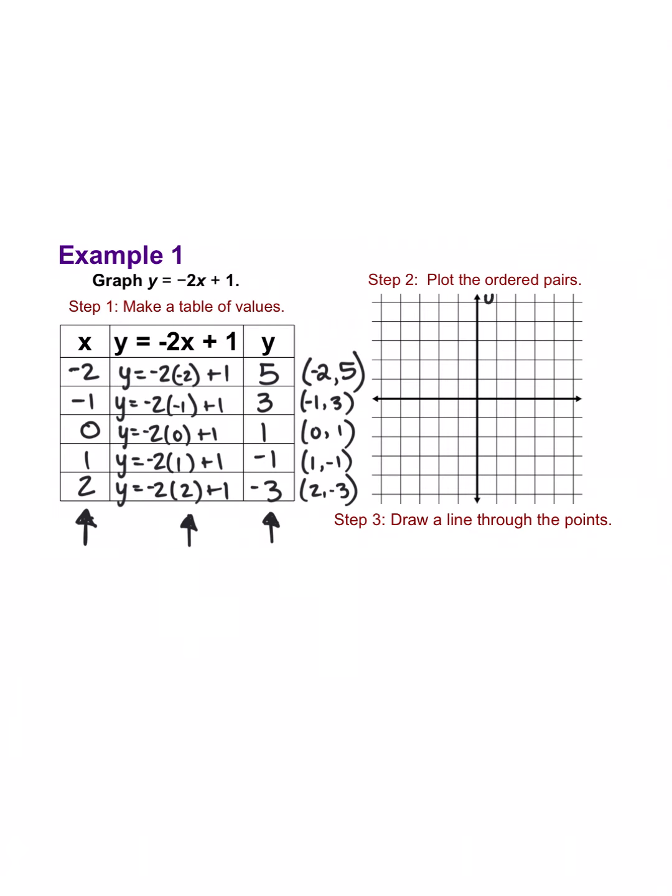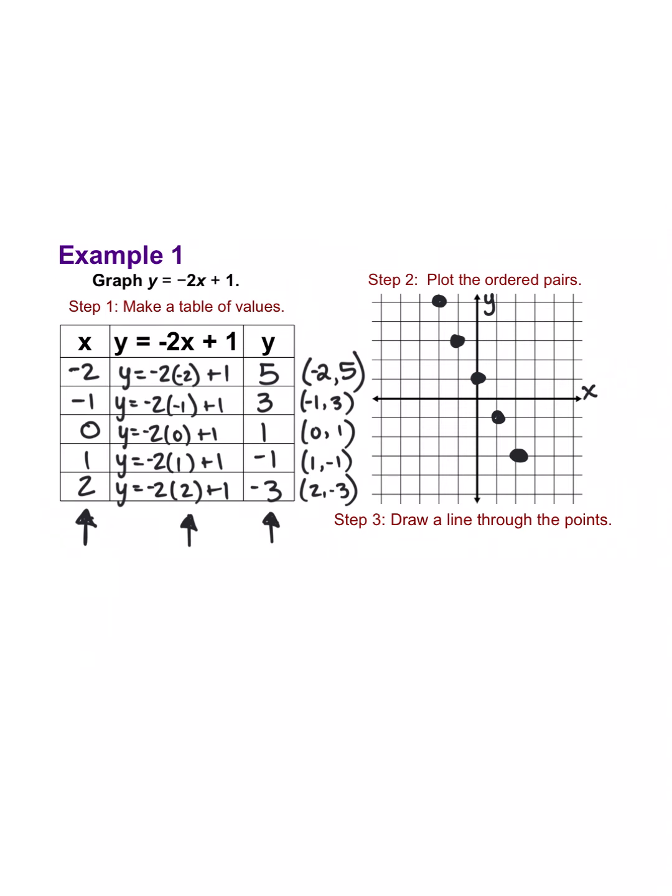Remember, this is the y-axis here, this one is the x-axis. To go negative 2, 5, go to the left 2 spaces, and then up 5 spaces. And I get a point right there. Then we can go ahead and graph all the rest of the points. So I've graphed the rest of the points there.